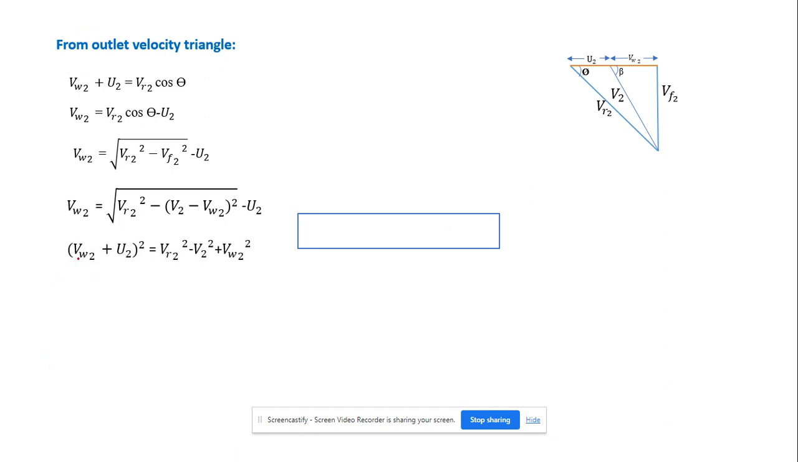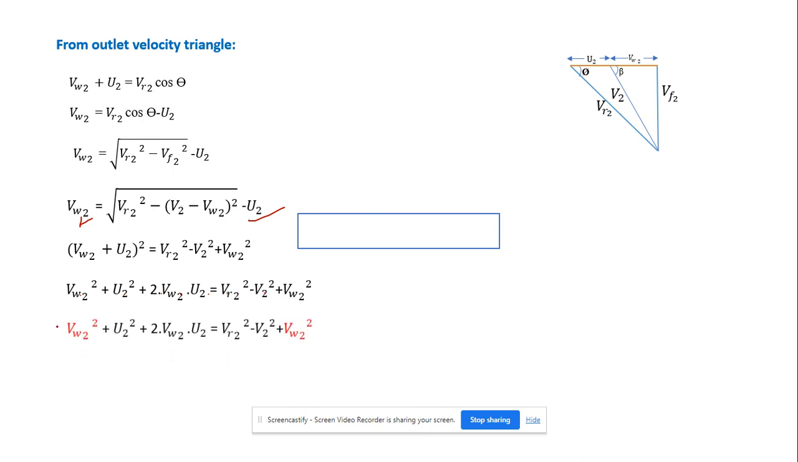We can write (Vw2 plus U2) whole square equals Vr2 square minus V2 square plus Vw2 square. Expanding the same, a plus b whole square: Vw2 square plus U2 square plus 2 Vw2 U2 is equal to Vr2 square minus V2 square plus Vw2 square. The Vw2 square terms cancel. We get the equation for Vw2 U2: Vw2 U2 is equal to 1 by 2 times Vr2 square minus V2 square minus U2 square.